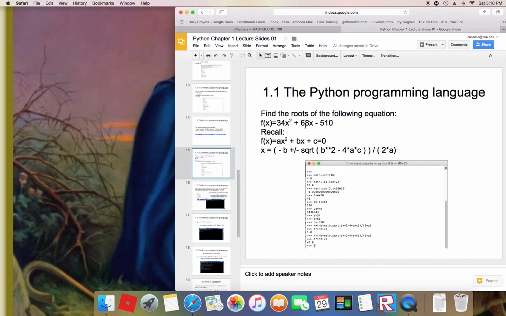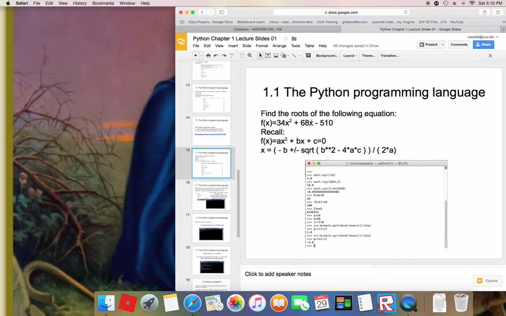So what we're going to do, if you look on the very next slide, is this quadratic equation, f of x equal to 34 times x squared plus 68 times x minus 510. And we can solve for x in this quadratic equation because it is quadratic. It's in the form of a, where a is just some number, times x squared. In this case, a would be 34, plus b times x. In this case, b would be 68, plus c. In this case, c would be negative 510, equal to 0.